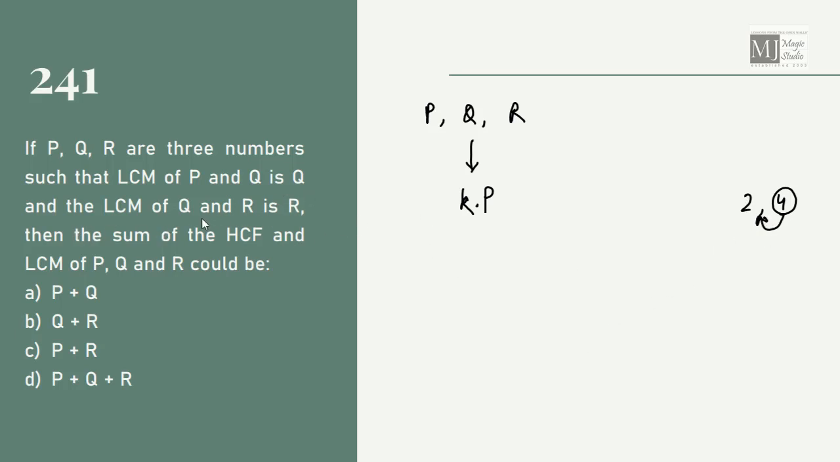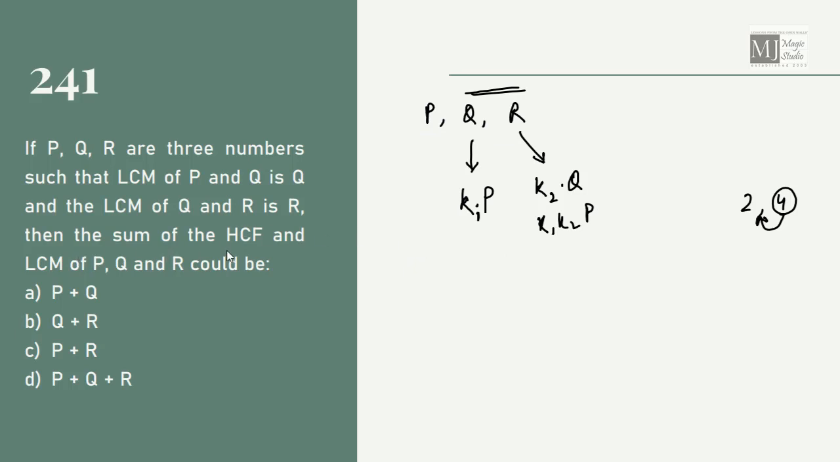And the LCM of Q and R is R. That means R is a multiple of Q. Now R is a multiple of Q, Q is a multiple of P. Then we can say that instead of Q I can write K1 P. It can be written as K1 K2 P. That means R is also a multiple of P.